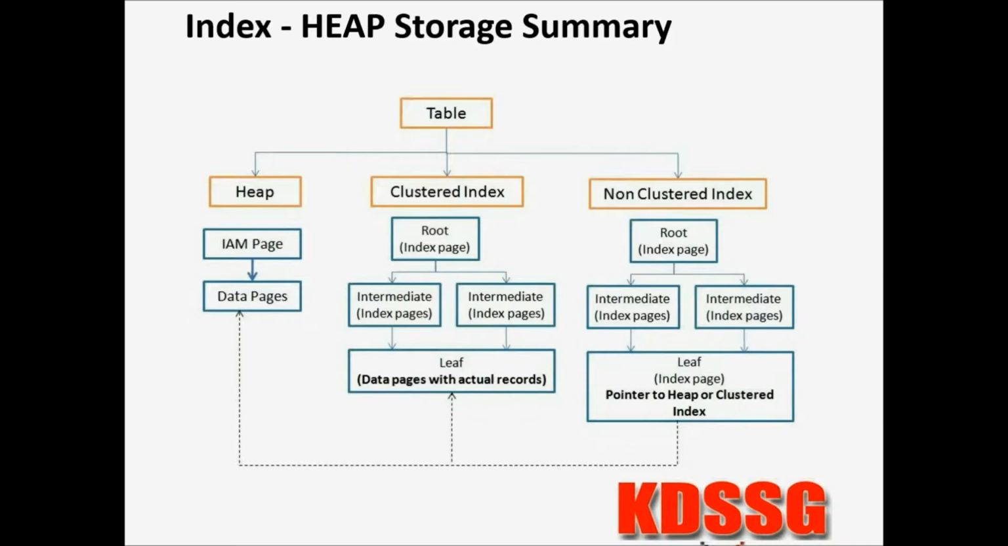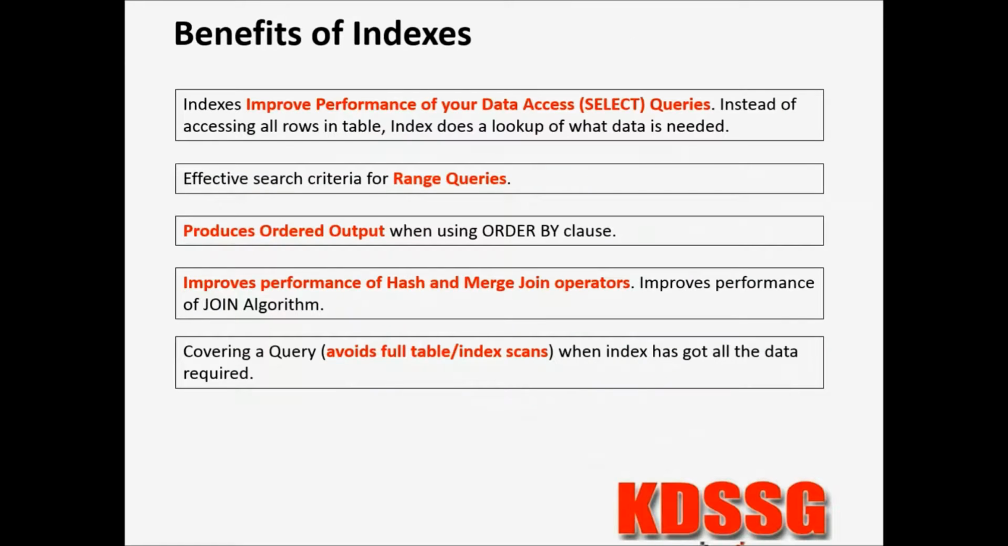So this is to summarize what we talked about: heap, clustered and non-clustered. Okay, now what are the benefits of indexes? Indexes bring a lot of advantages from the select queries side. Indexes can make our select queries run faster. And the biggest advantage is we can search with a range, and that makes it fast. And data is ordered. Data is physically ordered. That's one great advantage of using an index.